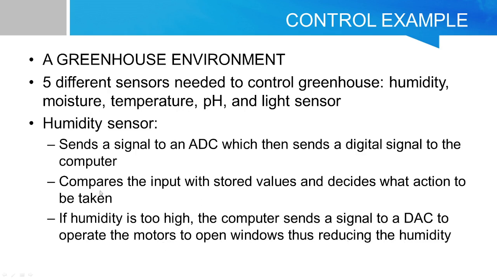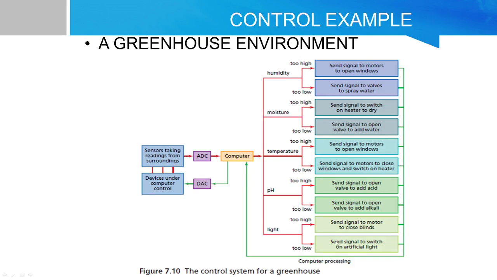So that is actually what control means. They check using the humidity sensor what the humidity of the greenhouse actually is. If it is too high, then they open the window. If it is too low, then they close the window. It is to maintain the humidity inside the greenhouse.